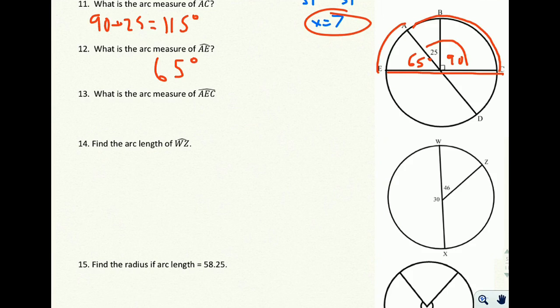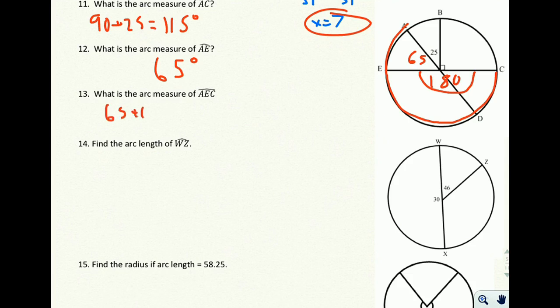What is the arc measure of AEC? Clean up our picture here. So AEC. We said this was 65, and we know that this whole thing together over here is 180 if you go this entire piece, because that's a straight line. So if we add up those pieces, 65 plus our half circle, 180, we're going to get 245 degrees.